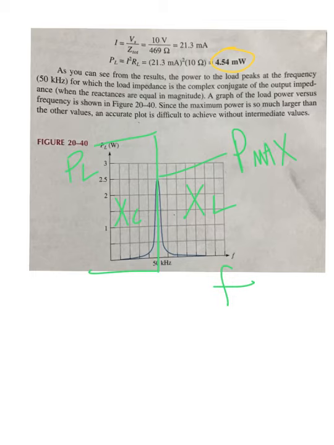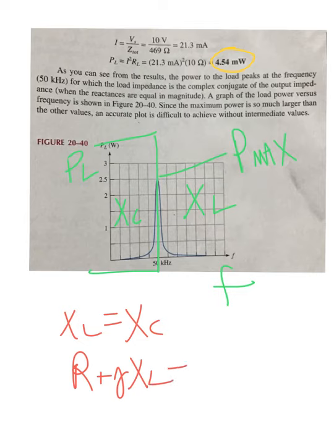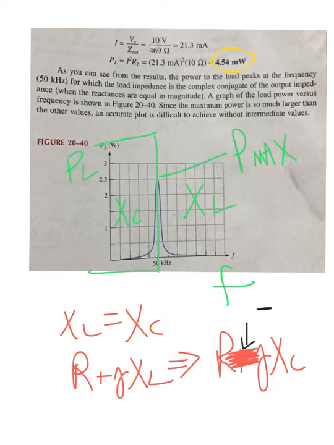So, for max power, X sub L must equal X sub C, and they are opposites of each other, obviously, with respect to frequency. So, if you have an R plus J X sub L, the solution to get maximum power is J X sub C with a minus sign, not a plus sign. This is a minus sign, okay? So make sure you got that right.